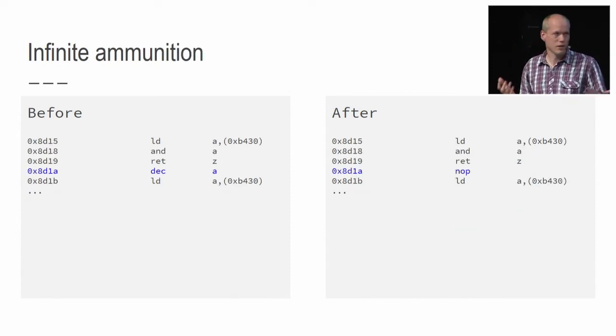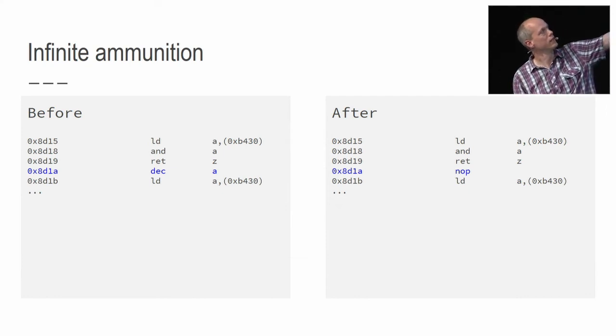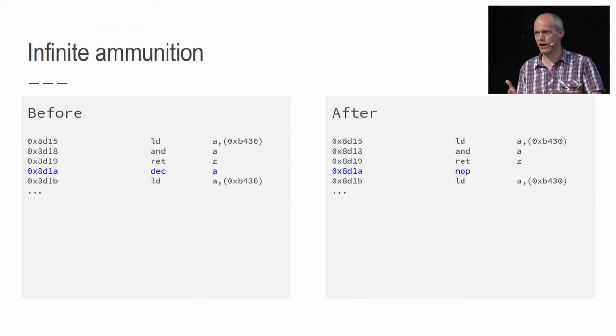Infinite ammunition is another relatively simple one. Every time you press the fire button, you go into this routine. It loads the current value of your number of grenades. It checks to see whether it's naught. If it is, break out of the routine, you don't throw a grenade. Then it decreases it and stores it back into memory. And again, all we do is we change the decrease to a no-op, so you're never actually losing grenades. You've always got full grenades.